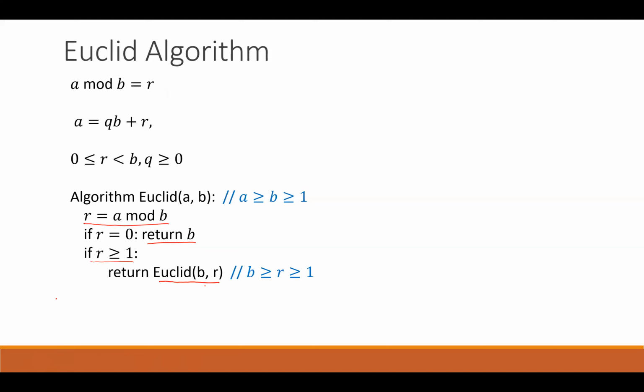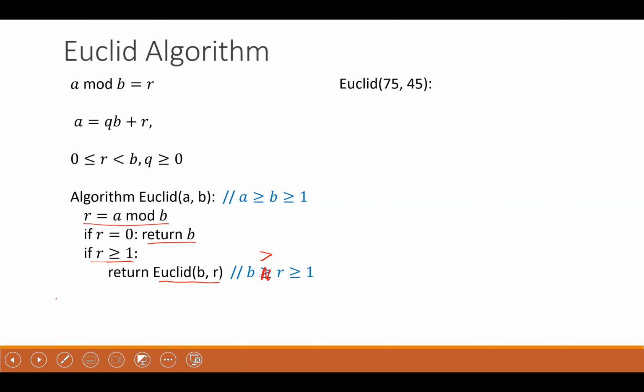All right, so if the remainder is at least 1, as we talked about, B must be greater than R. The remainder cannot be equal to B because if it is, then I can simply divide B into A one more time. Okay, so that's it. That's the entire algorithm.